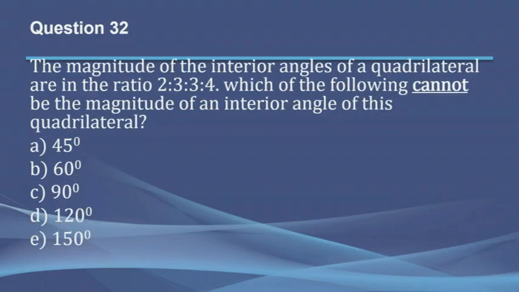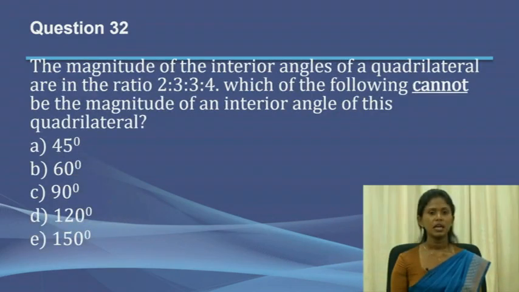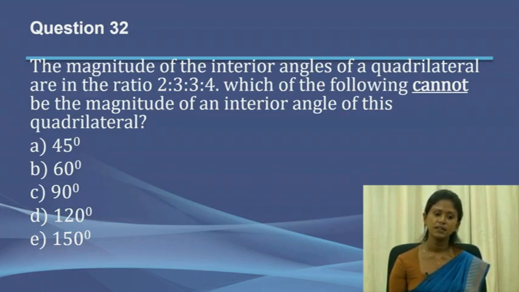Next, we move on to question number 32. In question number 32, they are asking: the magnitudes of the interior angles of a quadrilateral are in the ratio 2 to 3 to 3 to 4. Which of the following cannot be a magnitude of an interior angle of this quadrilateral? Again, this is a tricky question. They are asking about the magnitude that cannot be an interior angle of this quadrilateral. They are not asking for the correct answer, but for the incorrect answer.